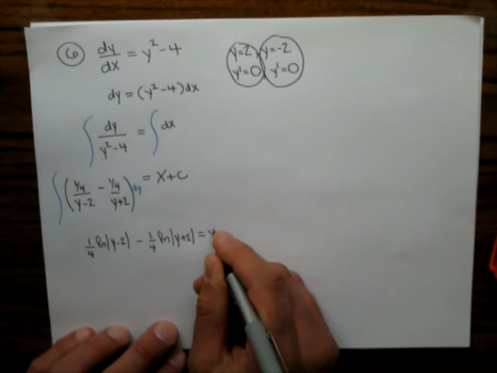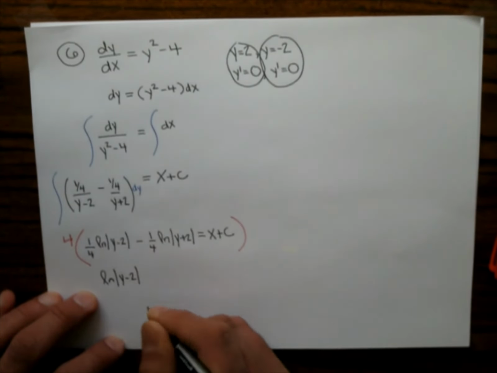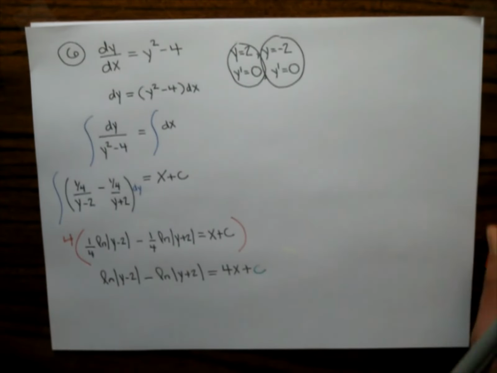And so the next thing I want to do is multiply this equation by 4. Okay, so I have ln y minus 2 minus ln y plus 2 equals 4x plus 4c. And 4c is really what? A constant c. You don't have to make the constant in green, but I just wanted to use the green pen. I had an urge to use the green pen, and there it went.